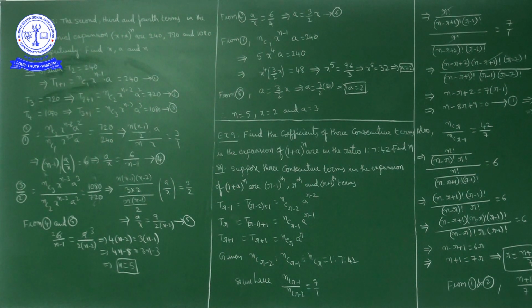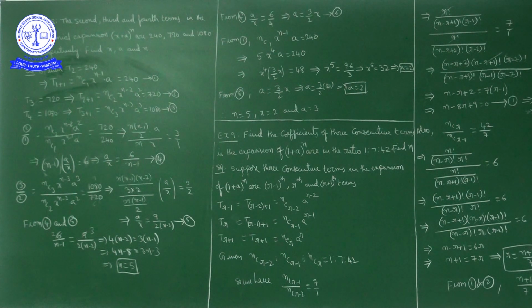Hello students, now we are discussing binomial theorem. Okay, up to example 7 we discussed. Example 8: the second, third and fourth terms in the binomial expansion of (x plus a) to the power n are 240, 720 and 1080. Find x, a and n.